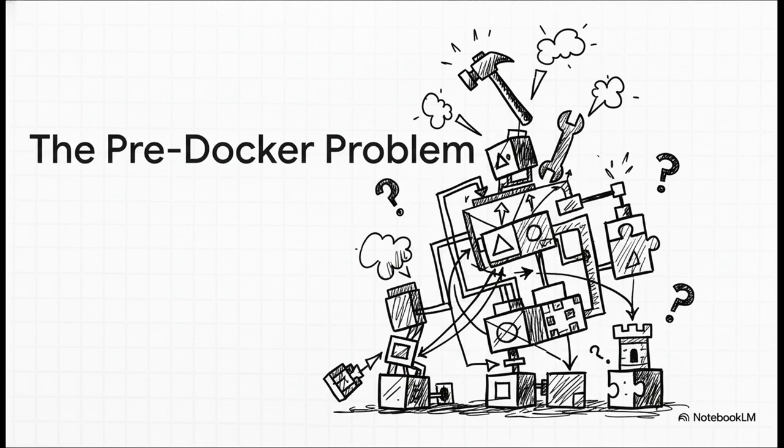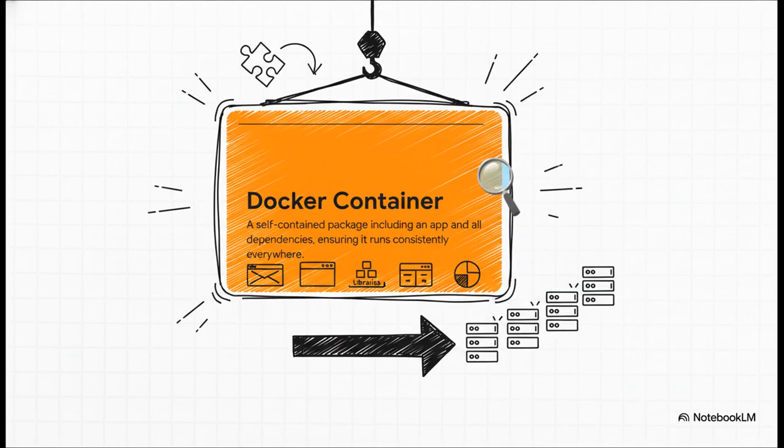A total nightmare. This is the exact problem Docker was built to solve. Docker lets you take your application, bundle it up with all its libraries and dependencies, the whole shebang, into one single package. We call that a container. And that container is a self-contained little world that guarantees your code will run exactly the same every single time, no matter whose machine it's on.